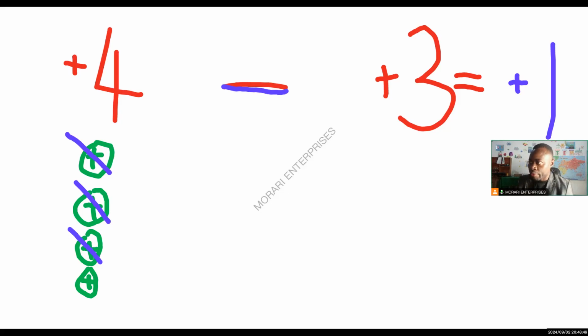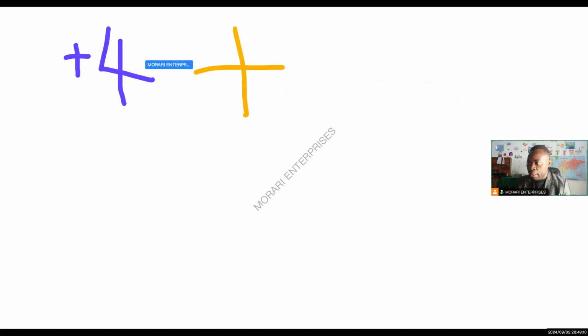Now, let's go to the next scenario. I'm going to delete this. I'm going to do positive 4, instead of minus positive 3, instead of minus, I'm going to use plus. Instead of positive 3, I'm going to use negative 3. Positive 4, join it with negative 3.